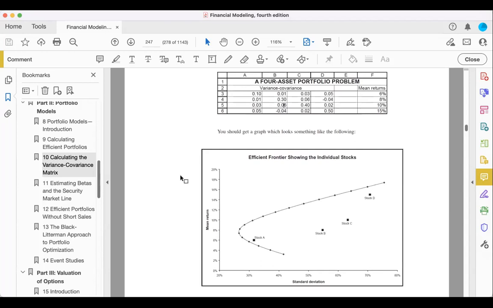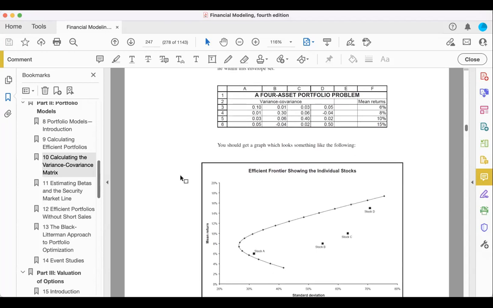Now, what are the steps to reach this result? How to build the efficient frontier, knowing that we have here the variance covariance matrix and the mean returns? Remember the steps we have learned last class. Standard deviation.